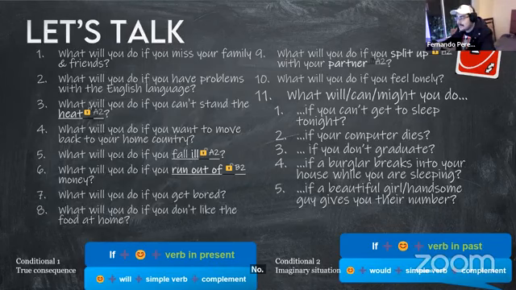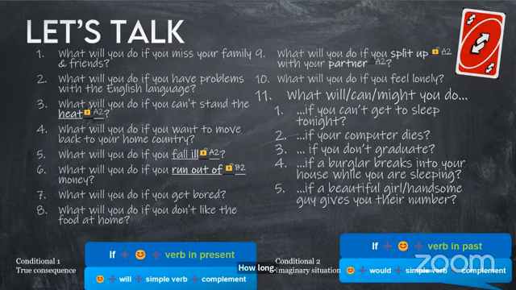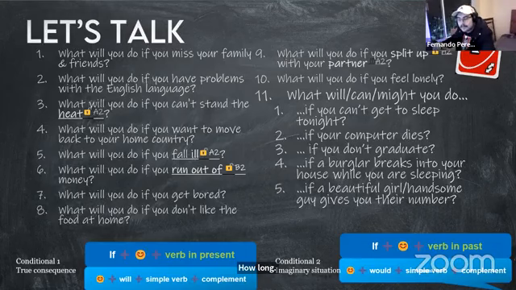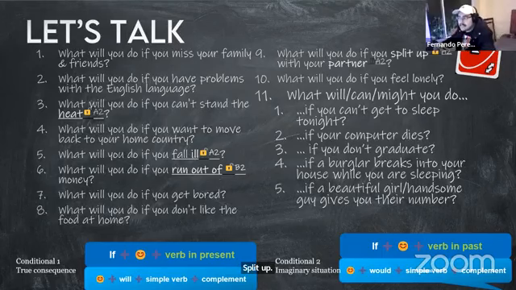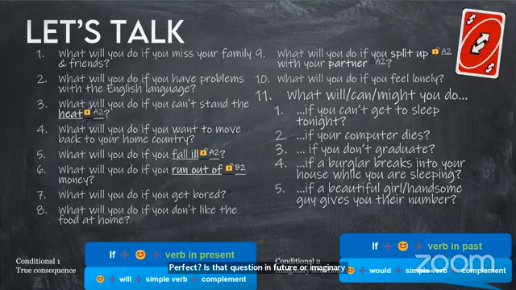Anybody help? What is the question for time? How long? Exactly. Very good. How long? Split up. Split up? Perfect. Is that a question in future or imaginary? Imaginary. So you need what auxiliary?